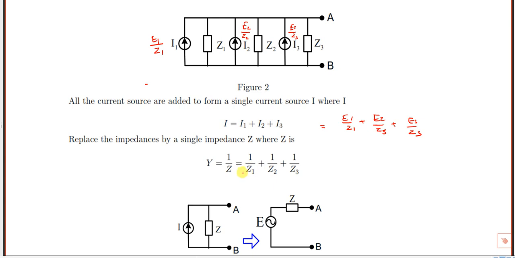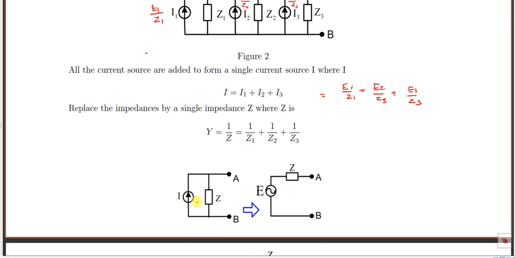or resistances are connected in parallel, 1 by Z equivalent is equal to 1 by Z1 plus 1 by Z2 plus 1 by Z3, because these three are in parallel. Z1, Z2, Z3 are in parallel. So 1 by Z is equal to 1 by Z1 plus 1 by Z2 plus 1 by Z3. So now we have added all the currents, and we got the net current.